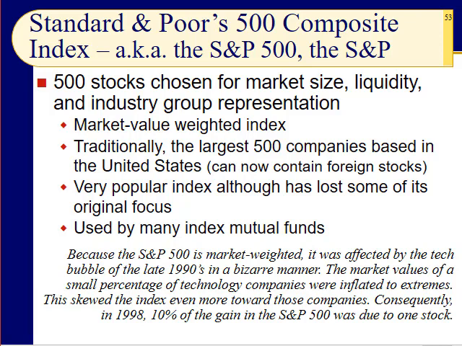Very popular, as we saw with index funds. But because the Standard & Poor's 500 is market weighted, it was affected by the tech bubble of the late 1990s in a bizarre manner. The market value of a small percentage of tech companies were inflated to extremes. This skewed the index even more toward those companies. You see how it works?